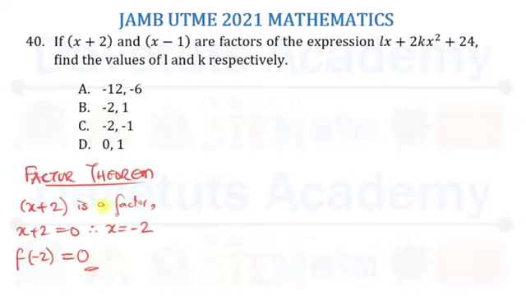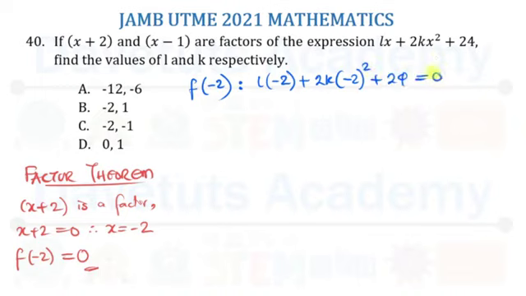Okay, so this is what we do to x plus 2 and x minus 1 to get the values of L and K as we are asked. So let's start with the first one, the function of minus 2. They said x plus 2. If you equate it to 0, then x is minus 2. So function of minus 2 will give us, in this equation, L multiplied by minus 2 plus 2k multiplied by minus 2 raised to the power 2 plus 24. And that should yield 0. If we expand this, it will be minus 2L. Minus 2 raised to the power 2 is 4. 4 times 2 is 8, plus 8k plus 24 is equal to 0.